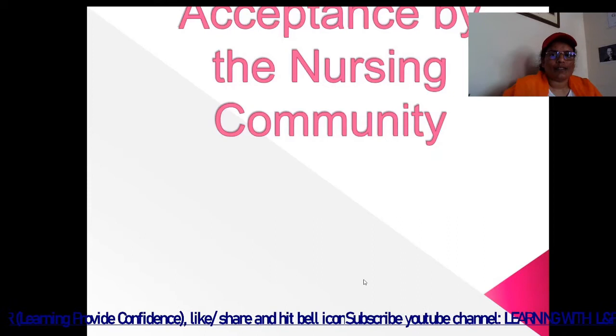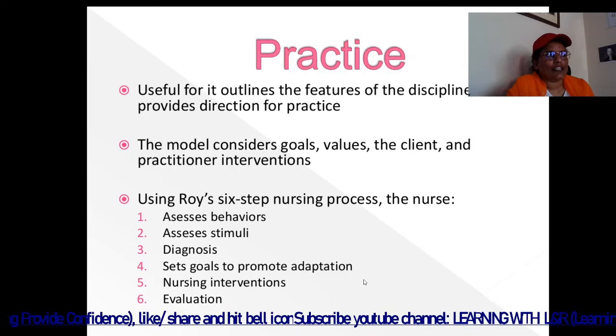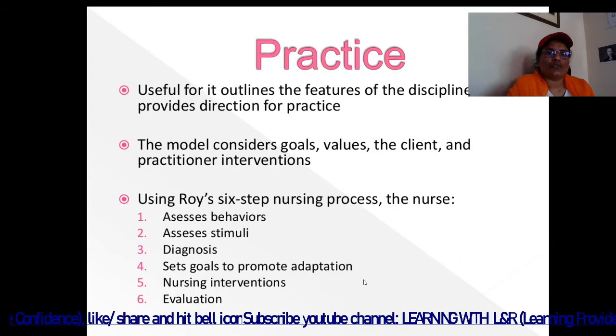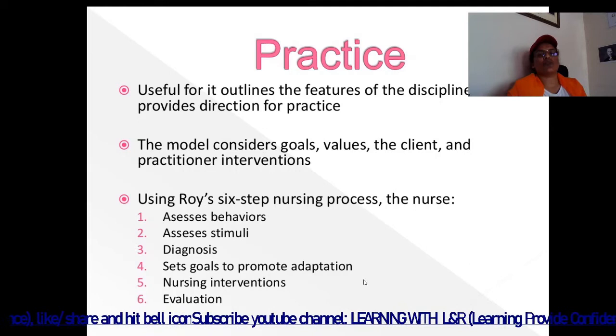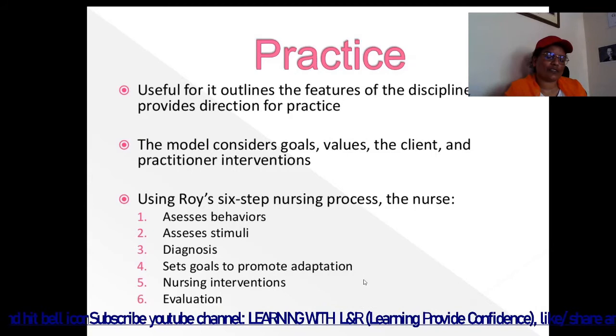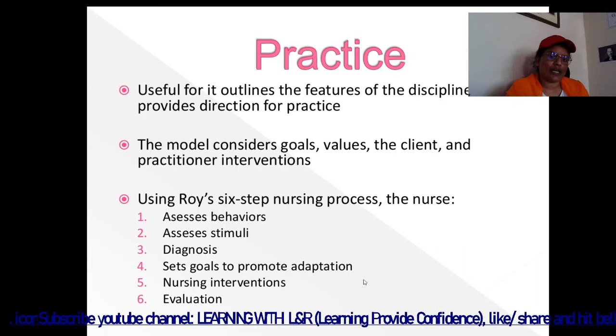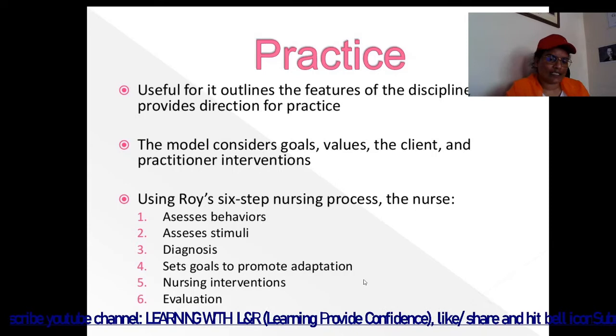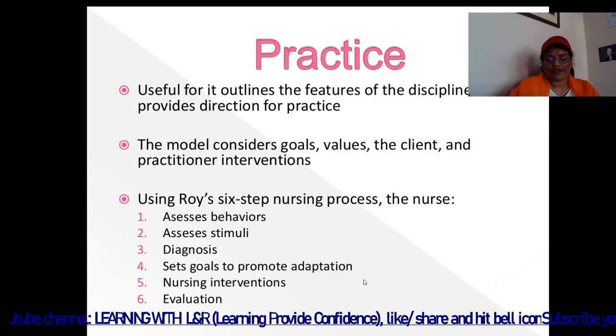Then acceptance by the nursing community. Practice: this theory is used by nurses during their clinical posting. It is useful because it outlines the features of the discipline and provides direction for practice. The model considers goals, values, the client, and practitioner interventions using Roy's 6-step nursing process. What are they? First one, assess behaviors, stimuli, then diagnose, set goals to promote adaptation, then nursing interventions, and after that the evaluation. If there is any problem in evaluation, then we have to start the process again.